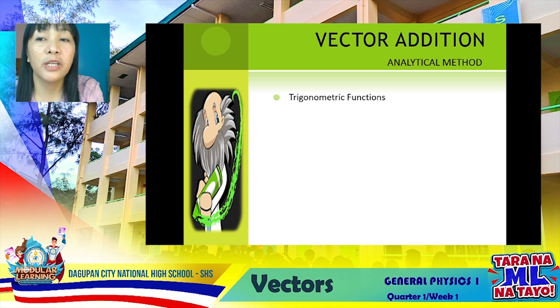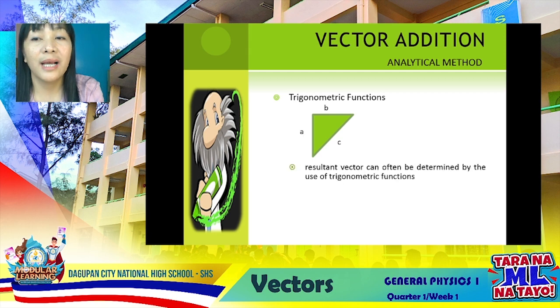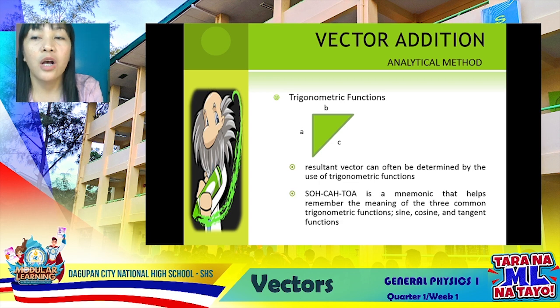Using trigonometry to determine a vector's direction. The direction of a resultant vector can often be determined by the use of trigonometric functions. First, we recall the meaning of the useful SOHCAHTOA in trigonometry. SOHCAHTOA is a mnemonic that helps one remember the meaning of the three common trigonometric functions: sine, cosine, and tangent. These three functions relate an acute angle in a right triangle to the ratio of the lengths of two of the sides of the right triangle.